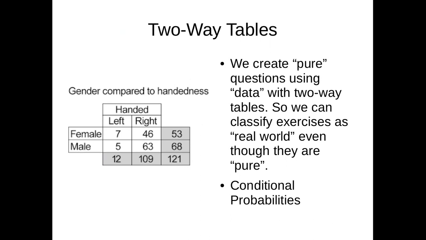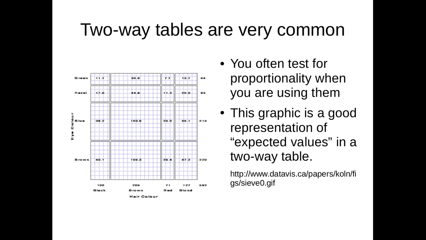Okay, what about two-way tables? Let's compare gender to right and left-handedness. We create pure questions using data with two-way tables. So we can classify exercises as real world, even if they're pure. We can talk about conditional probabilities using two-way tables. Two-way tables are really common.